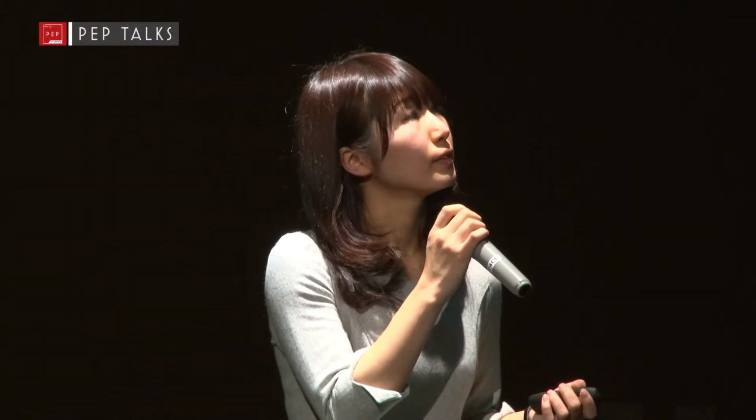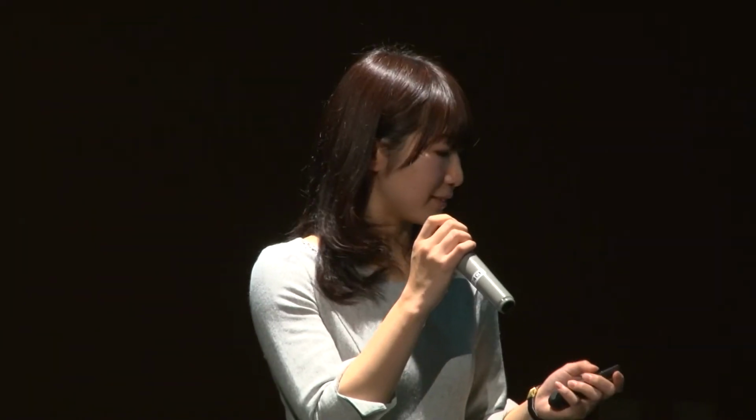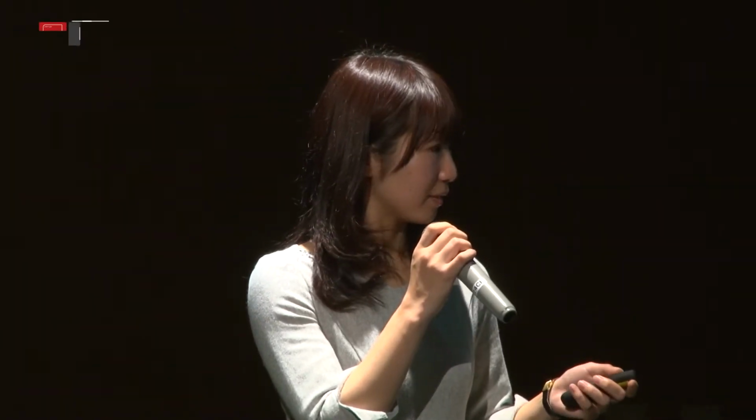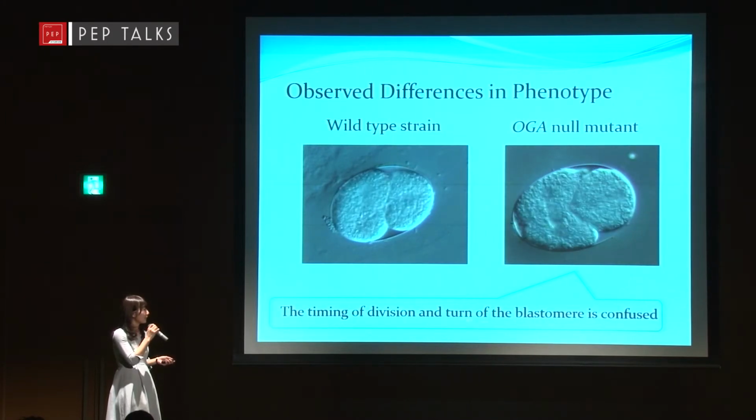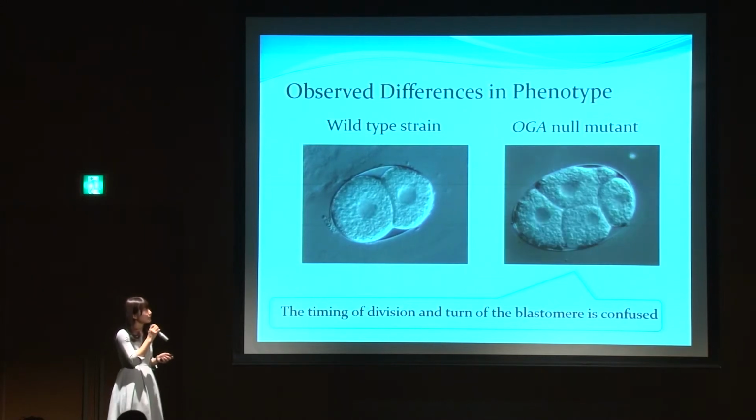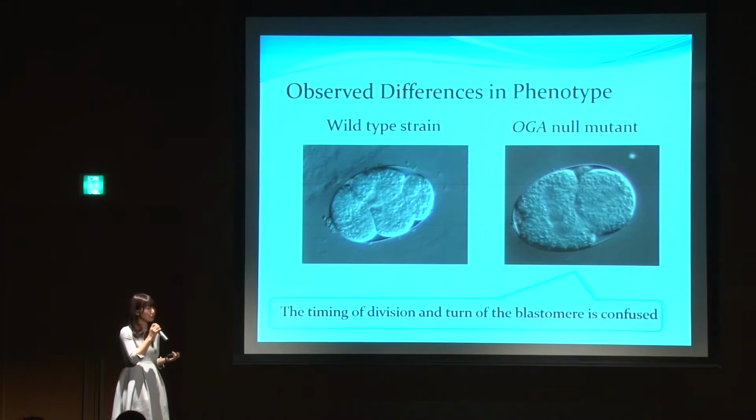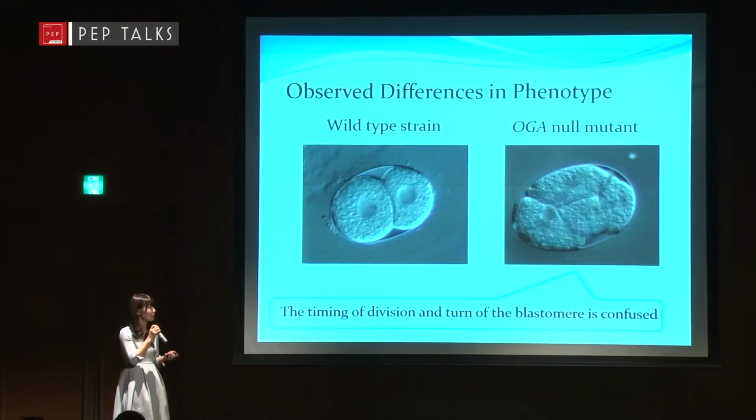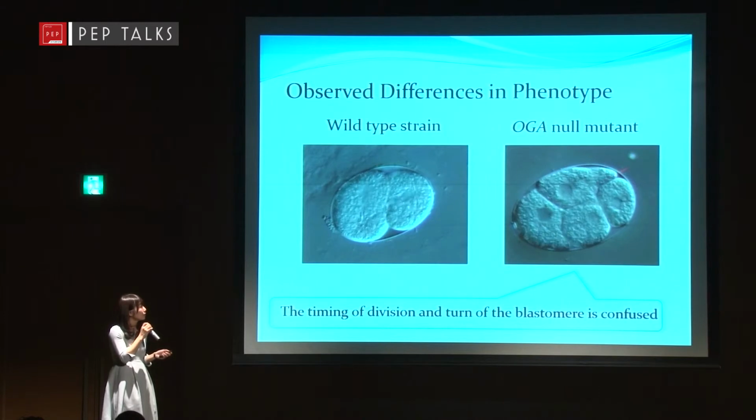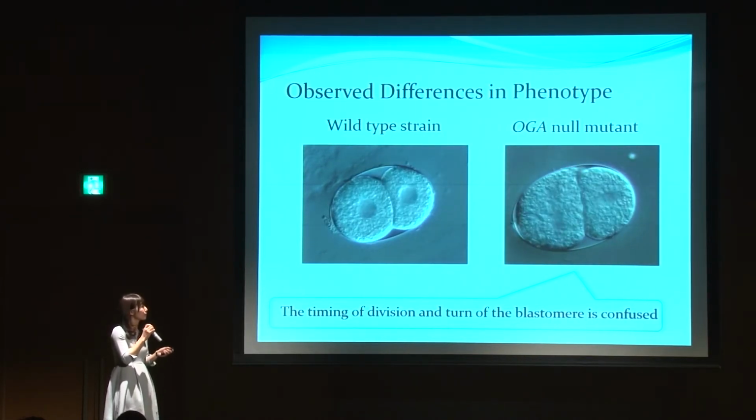From the observation, compared with wild type strain, the timing of division and turn of the blastomere is confused in OGA null mutant. OGA null mutant has lost the ability to remove O-GlcNAc modification. So, O-GlcNAc modification is confused.